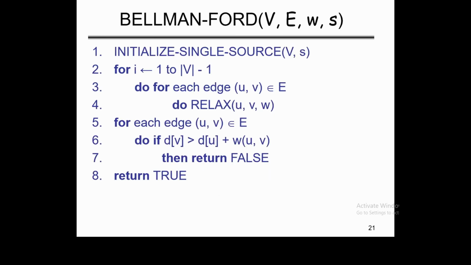Now let's move to the algorithm. So this was the initialization part, so we are just initializing for every vertex, so it will cost around theta of V time. We are just executing this for i from 1 to mod of V - 1, and here we are relaxing every edge, so the total complexity will be O of V times O of E time, total O of VE time.